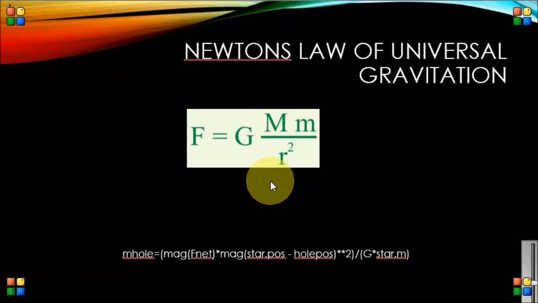Newton's law of gravitation, as everyone knows it, is F-net equals the gravitational constant times mass 1 times mass 2 divided by radius squared. I manipulated this in my code, as you can see below, and as it read exactly in my code, it was m_hole, which is the mass of the black hole, equals magnitude F-net times magnitude star position minus hole position, all raised to the second power, divided by the gravitational constant times the mass of the star.